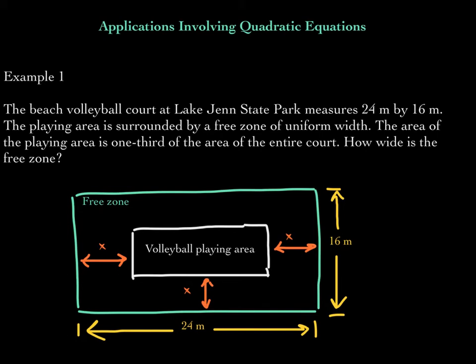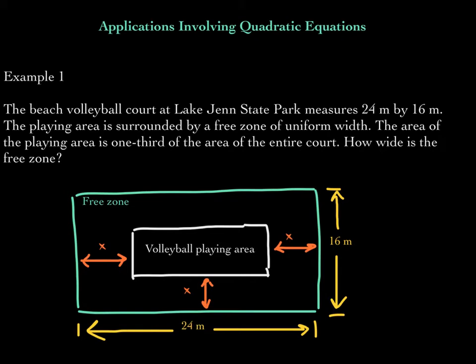Now, the entire volleyball court is measured 24 meters by 16 meters, like we read. And the playing area is surrounded by this free zone, right? This is the free zone of uniform width. Uniform width. That means this is x meters. This is also x meters. This is also x meters. Although my picture might be a little off, all of these measures are the same. That's what's meant by uniform width.